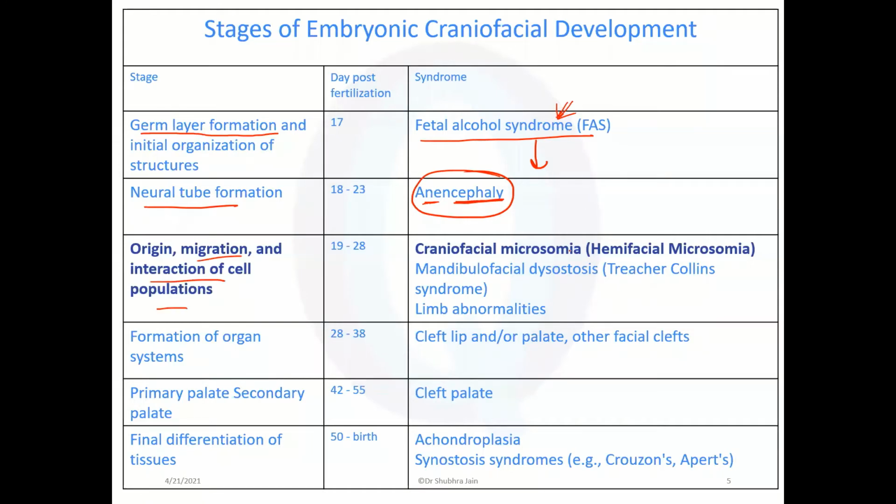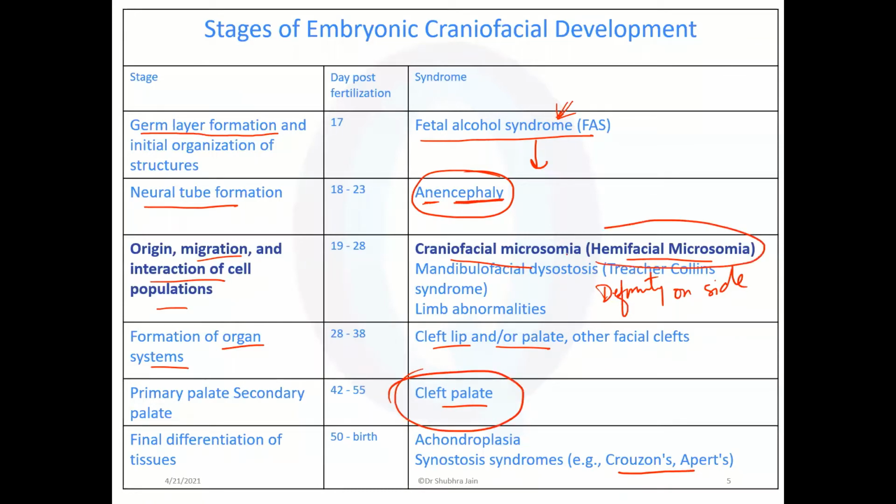Then the third step was a deformity on the site. So you need to remember craniofacial microsomia or hemifacial microsomia. In the next stage, formation of organ system, there was a cleft. So you remember cleft lip and palate. Next is cleft palate, and last is Crouzon syndrome. So this table is very important, and a few questions have been asked. Questions have been asked on cleft palate and hemifacial microsomia. If you remember this table, then it would be better, because there is a chance that new questions are also asked from there.